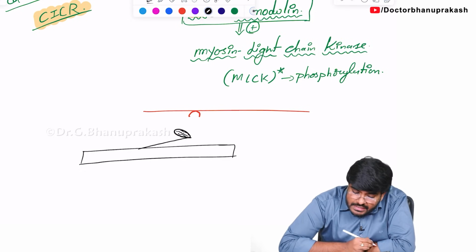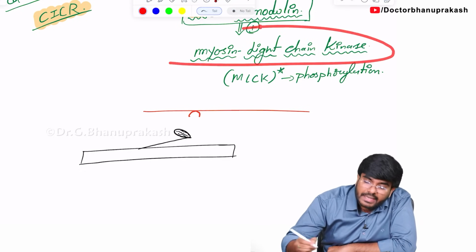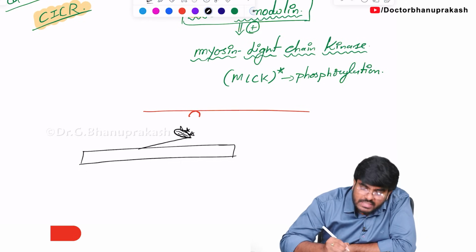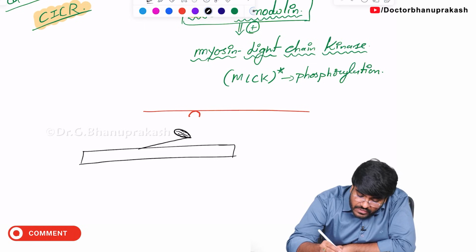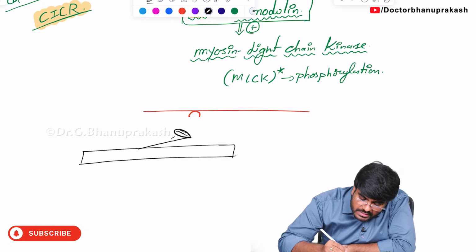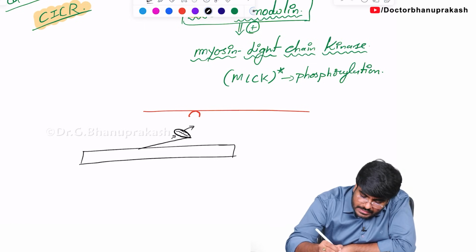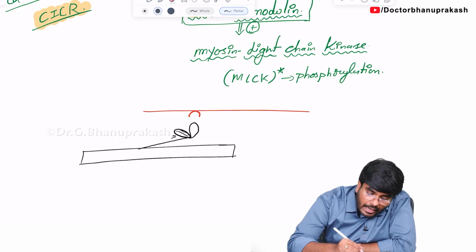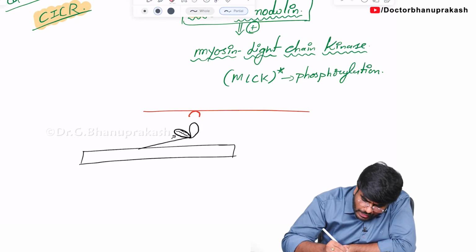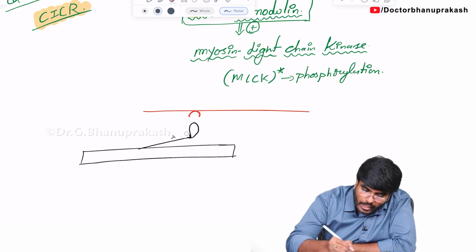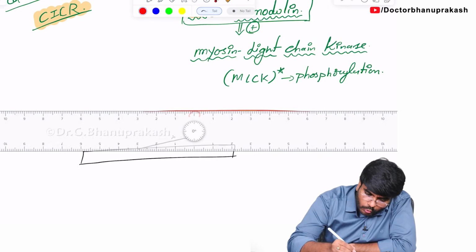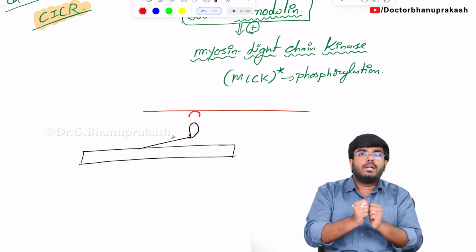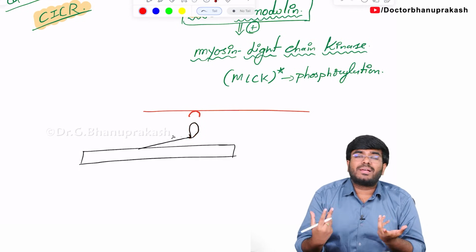Now, what we need to do is this enzyme, myosin light chain kinase, will come and cause the phosphorylation of the myosin light chains. Because of this phosphorylation, the myosin head angle is going to increase. Now the myosin head will become like this. Now it is ready to go and bind with the active site. It will bind with the active site and pull the actin filaments. So the muscle is going to contract.